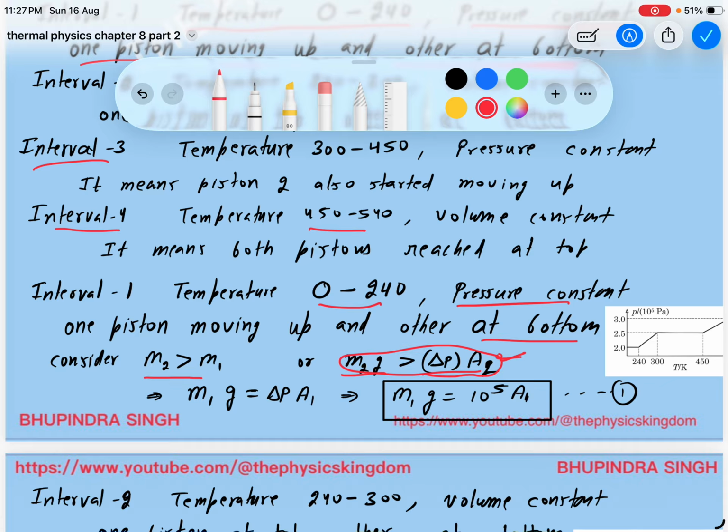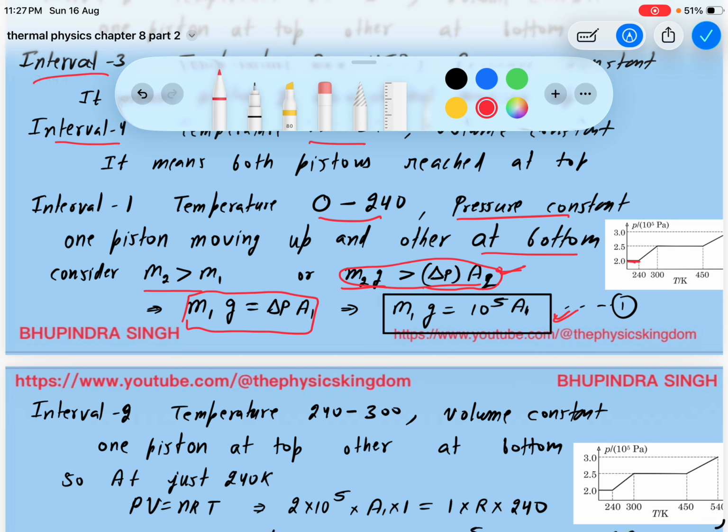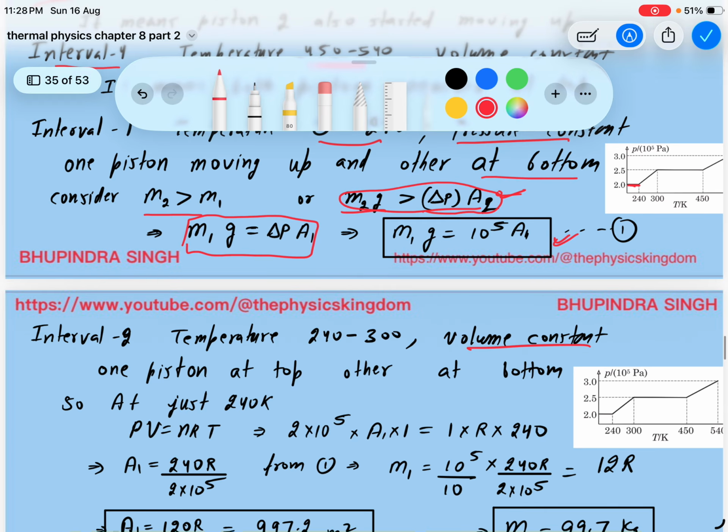So now if any one piston is moving freely out of A or B, then its force balance is this, because pressure inside is 2, outside is 1, so delta P is 1. So M1G is 10 to the power 5 into A1, right? So now one piston is moving freely, the other is just at the bottom. So for temperature 240 to 300, the volume becomes constant, which means the first piston is at the top, so volume is constant, okay?